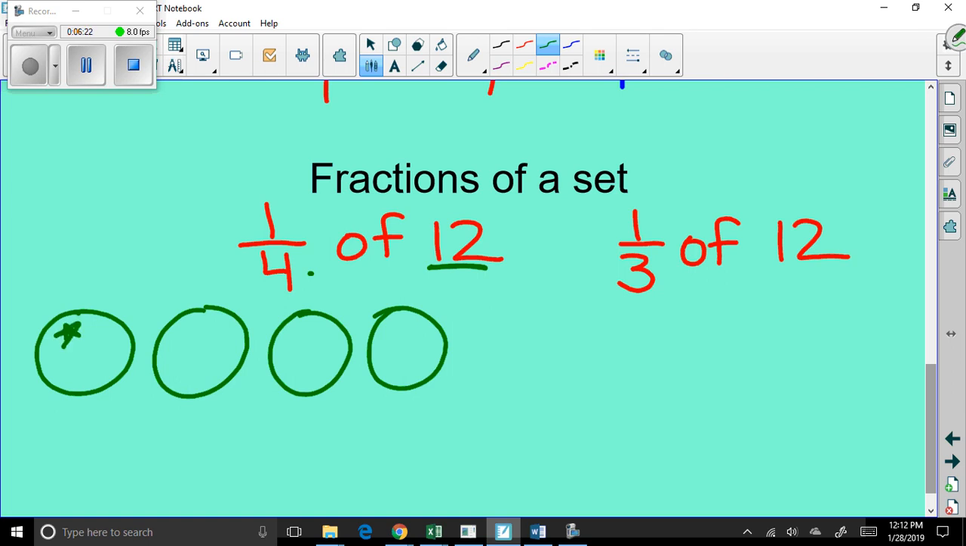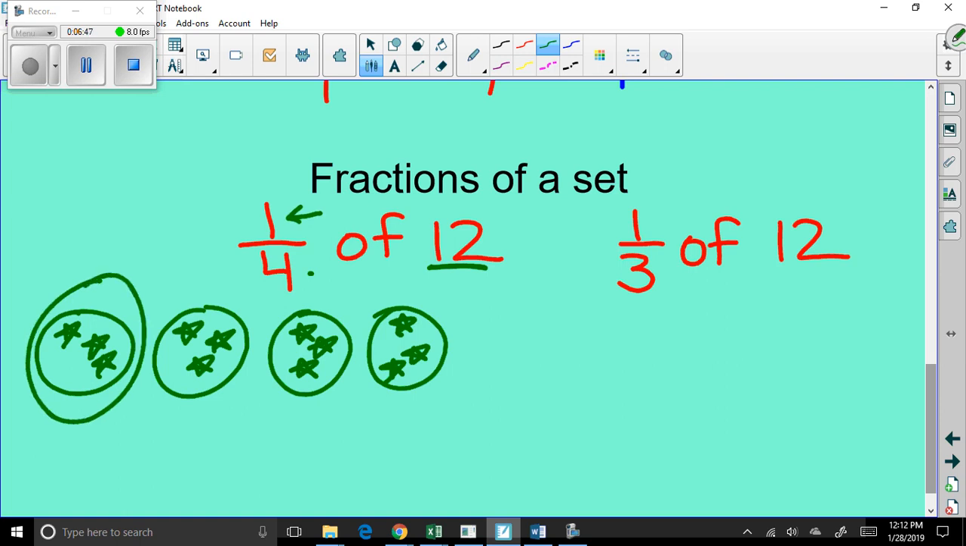So I'm going to put 1 in each group until I get to the total of 12. So there's 1, 2, 3, 4, 5, 6, 7, 8, 9, 10, 11, 12. The top number, the numerator, tells me to look at 1 group. So if I look at 1 group, I can see that there are 3 inside of the 1 group. So 1/4 of 12, which could also be written as 1/4 times 12, is actually 3. It gives you 3 if I take 1/4 of it.